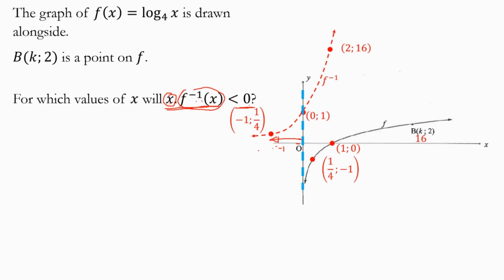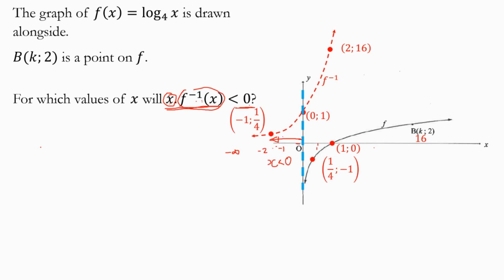Okay, negative 1, negative 2, going to negative infinity there. See that? This side is positive. 1, 2, going on like that. Okay, so for which values of x will x times the inverse of f of x be less than 0? It is when x is less than 0. Okay, from this side going to the left, x is less than 0.